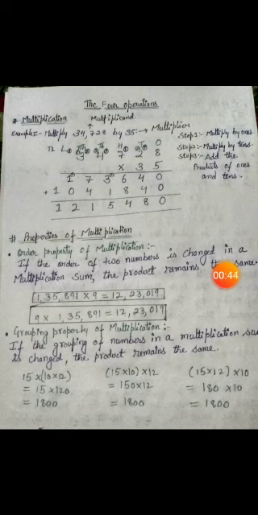Step 1, multiply by ones. Ones means we will start multiplying by the ones place of 35. And step 2, multiply by the tens place.